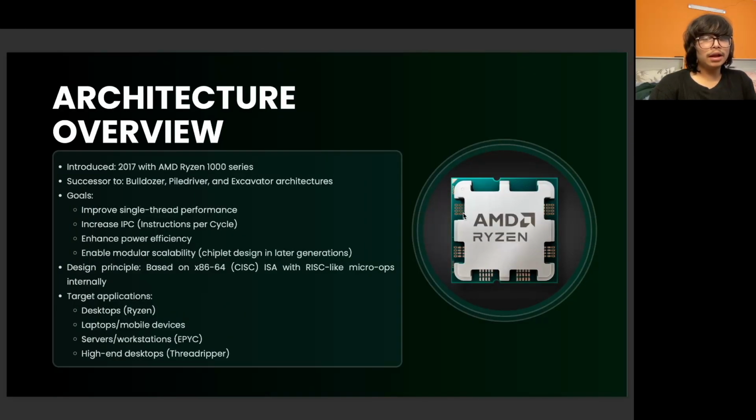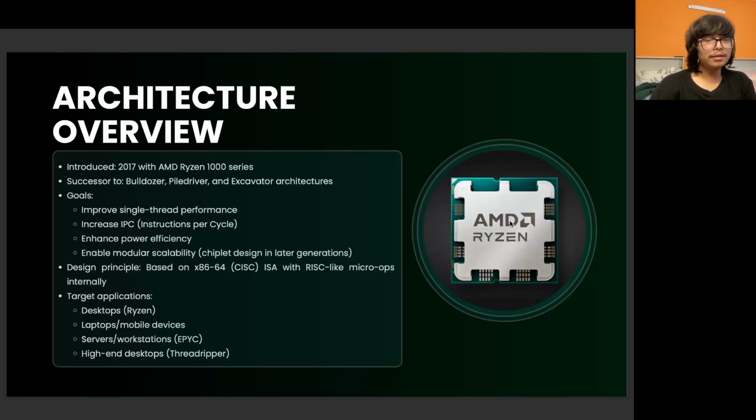The AMD Zen architecture was first introduced in 2017 with the Ryzen 1000 series. It was a complete redesign built to replace AMD's older Bulldozer line, which had fallen behind Intel in performance and efficiency. Zen's main goals were higher single thread performance, better power efficiency, and scalable multi core design.